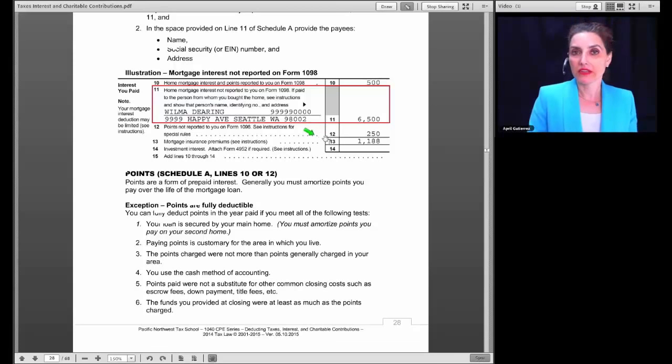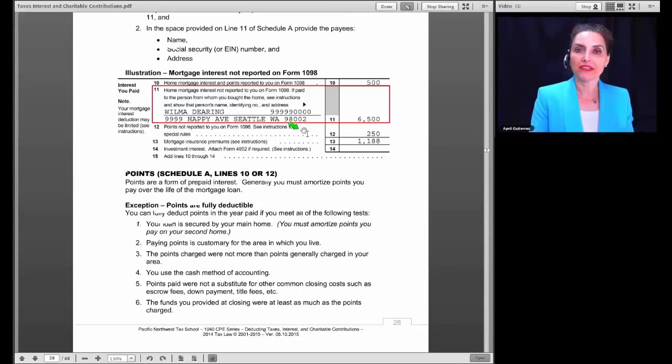But other times, an individual may not have points reported on a 1098 because they actually are amortizing them over the life of the loan. Perhaps they paid points on a refinance. And if they're paid on a refinance, and let's just suppose you paid $3,000 of points as a form of prepaid interest on a 30-year loan, well, you're going to be allowed to deduct $100 a year each year until you sell the home, refinance the home, or just pay the loan off.